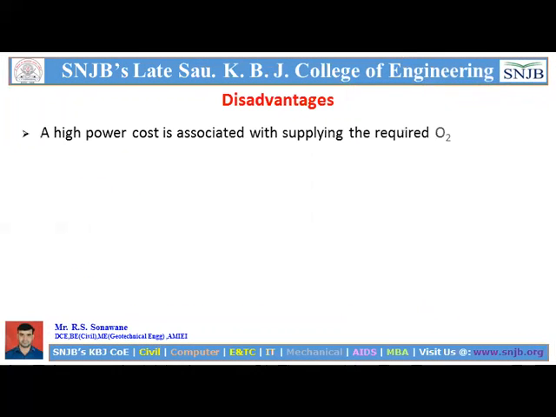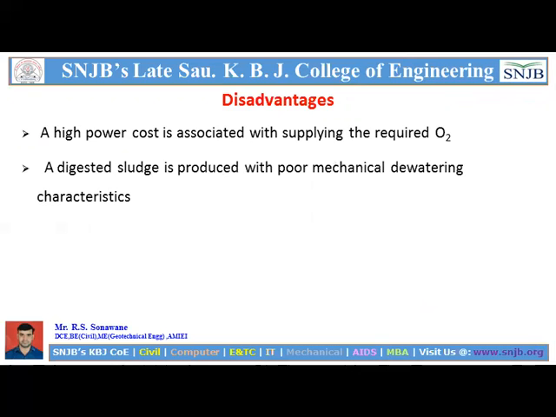Then we can see the disadvantages here. A high power cost is associated with supplying the required oxygen. So this is one of the disadvantages in the sludge treatment process. Then a digested sludge is produced with poor mechanical dewatering characteristics. A useful byproduct such as methane is not recovered. These are the disadvantages of this sludge digestion.